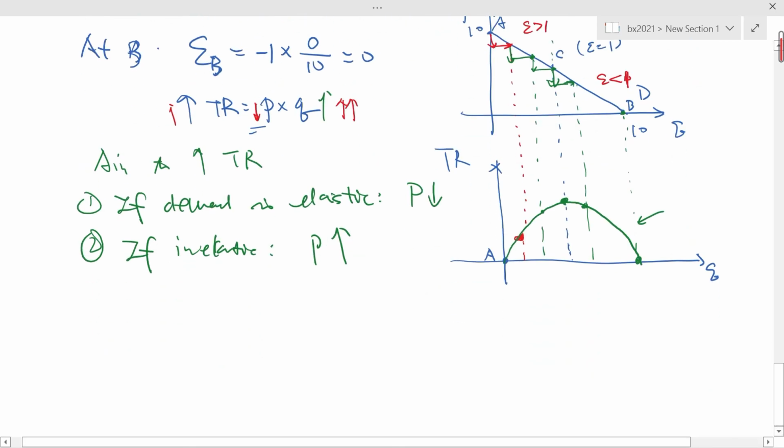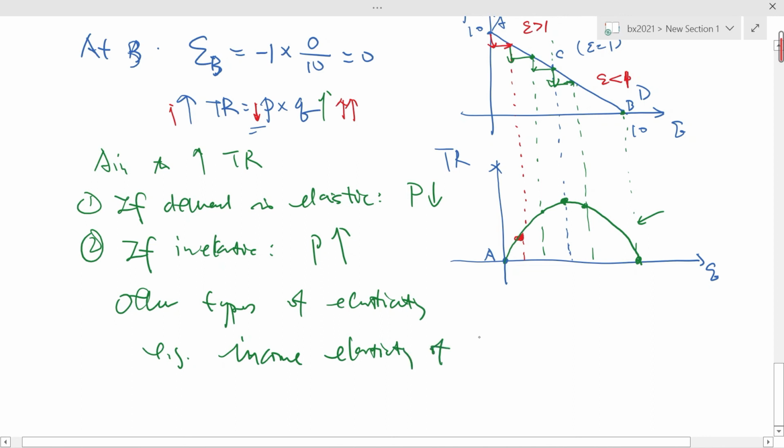So this is about the price elasticity of demand. It measures how sensitive the quantity of demand is to price changes. And certainly there are other types of elasticity as well. An example would be income elasticity of demand, which can be defined similarly: the percentage change of quantity over the percentage change of income. So this is income. Alright, that's all for this topic.